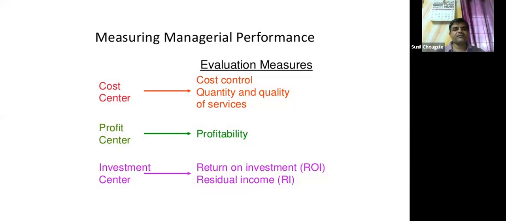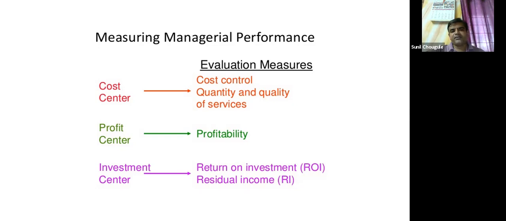Now, the profit center has to give profitability. That profitability is generated from selling goods and services. That way, the manager's performance is evaluated. Investment center: return on investment and residual income.